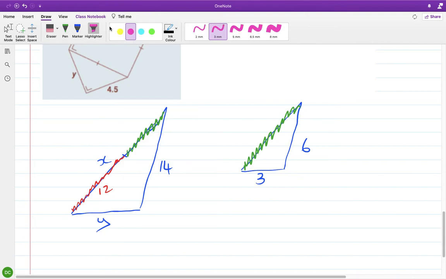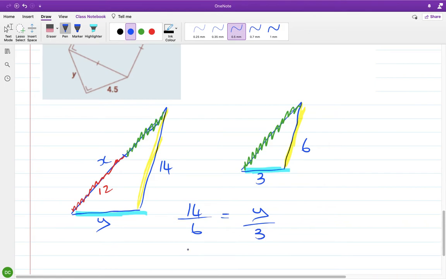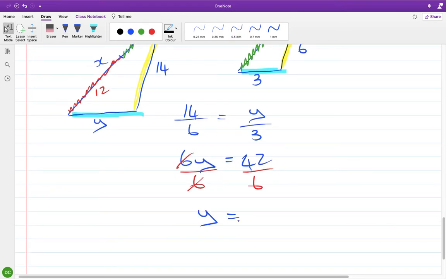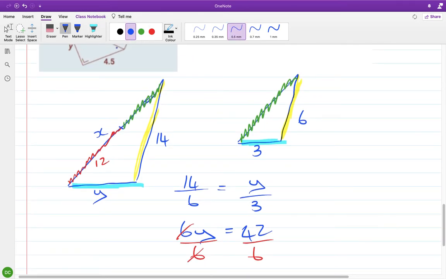Okay, so find x and y. So this side here corresponds to this side here, and that's going to help us. And this one down here corresponds to this one here. So we can go 14 over 6 is equal to y over 3. 6y equals 14 times 3, which is 42. So y equals 42 divided by 6, which is 7.